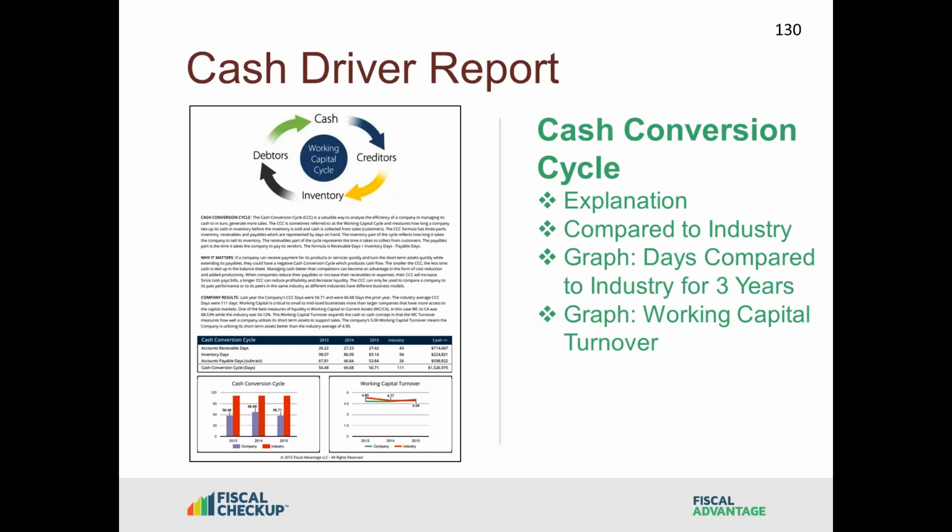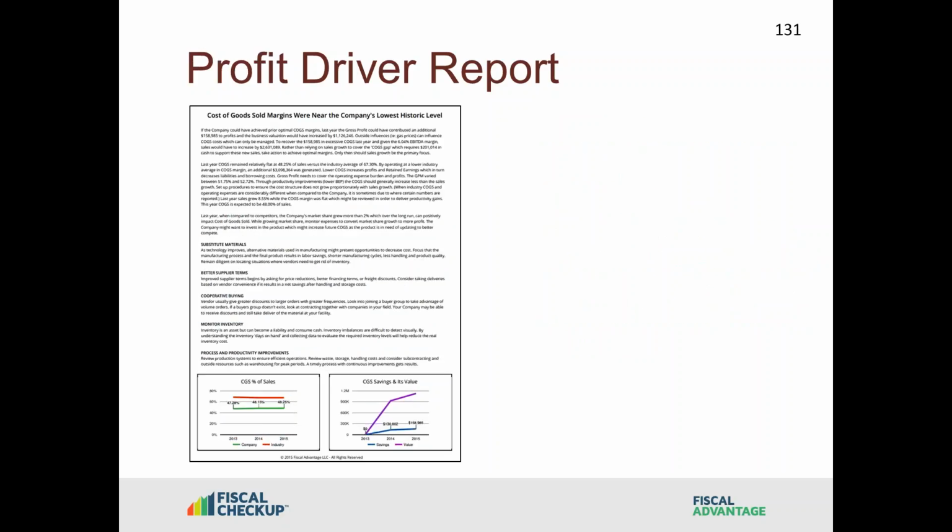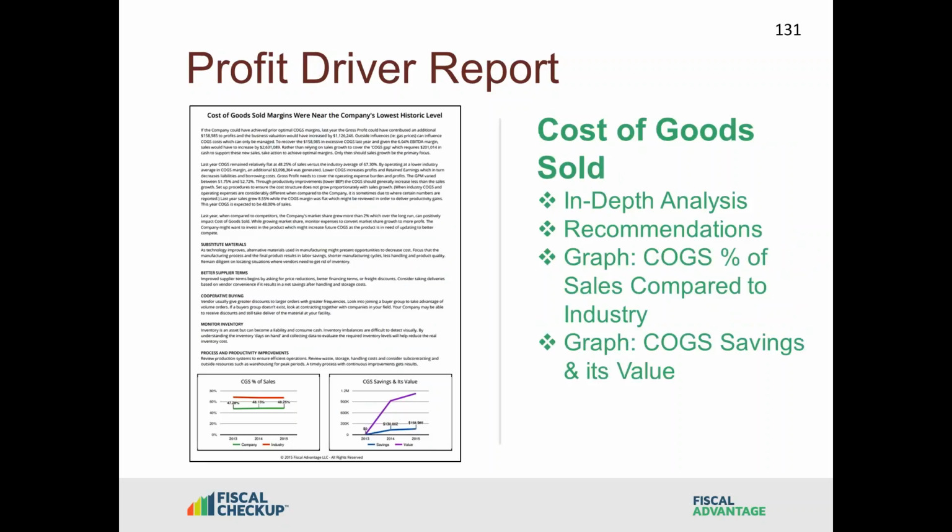For those businesses not familiar with this concept, it is explained in detail comparing the company to its industry. The profit driver report analyzes the income statement account. The first page completes the analysis on cost of goods sold. Since cost of goods sold directly impacts profitability and therefore business value, the value of potential improvements is monetized.